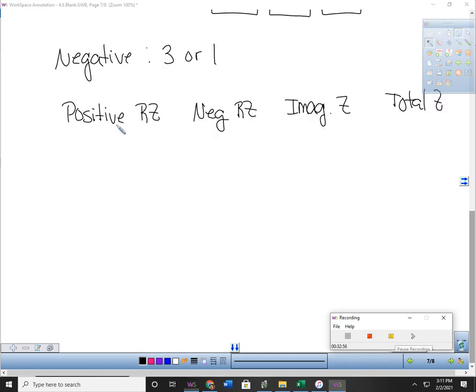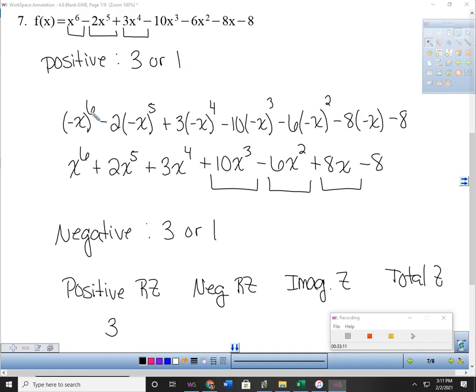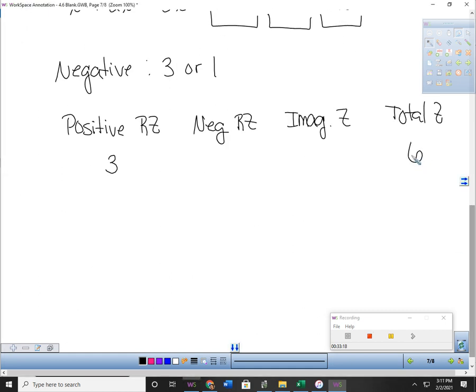So let's just start by saying, okay, one of our possibilities for positives is a 3, right? So how many zeros do I have in total for this equation? 6, right? 6 is the most I'm going to have. So I already know that my total zeros is 6. So if I have 3 positives, then I could possibly pair that with 3 negatives, right? That makes a total of 6 zeros. So how many imaginary zeros would you have in that case? None, because you've already used up your 6, right?